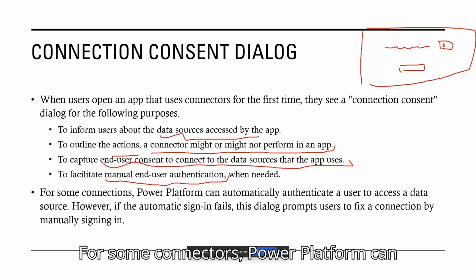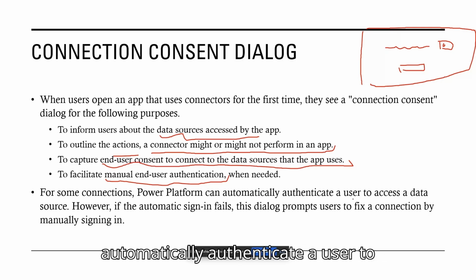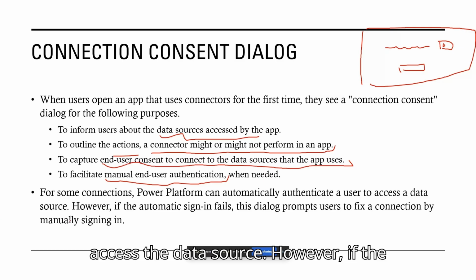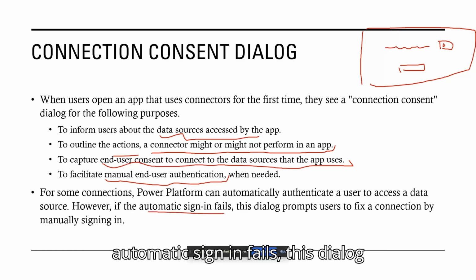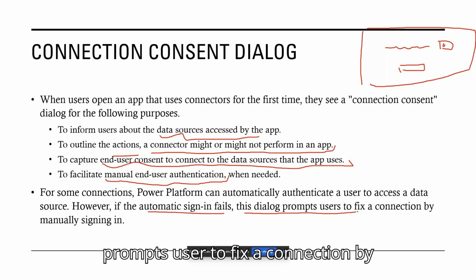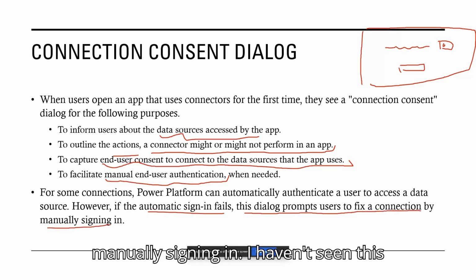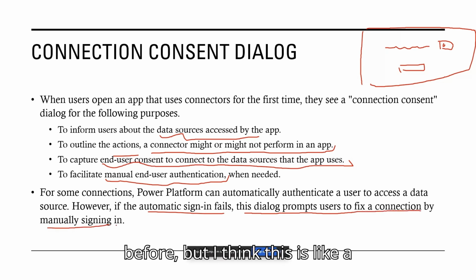For some connectors, Power Platform can automatically authenticate a user to access the data source. However, if the automatic sign-in fails, this dialog prompts the user to fix a connection by manually signing in. I haven't seen this before, but I think this is like a backup if any of the other things fail.